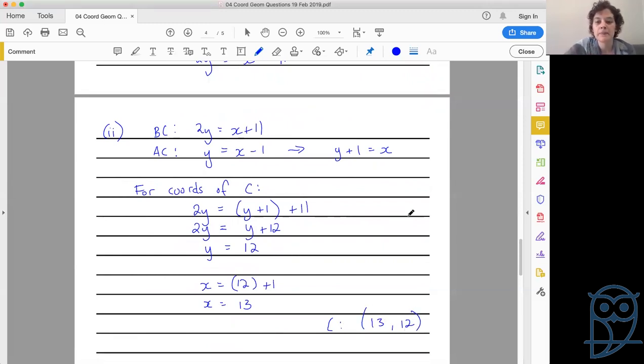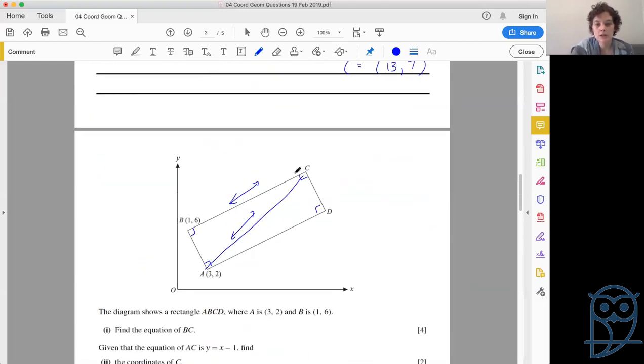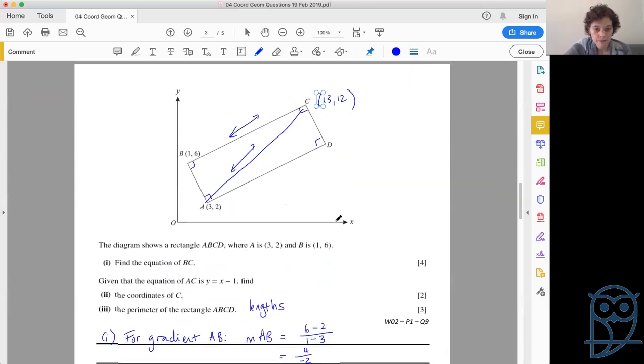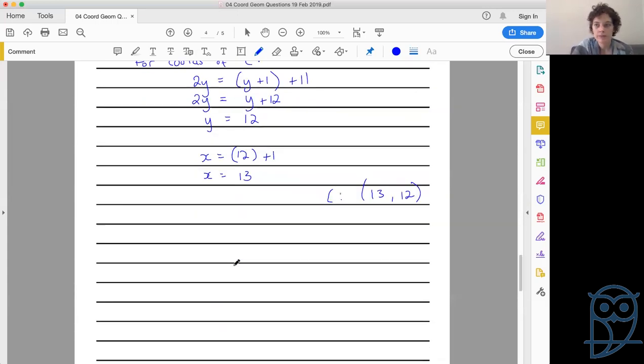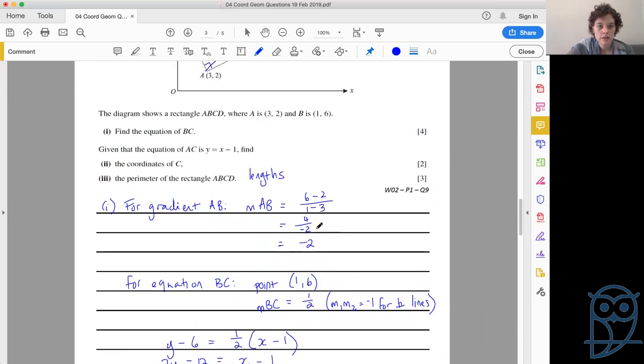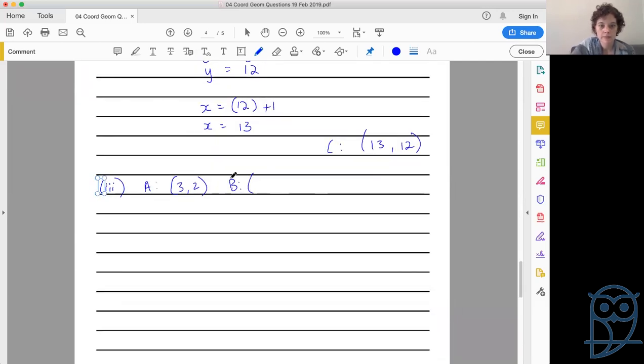Same story as last time. Back to the diagram. Does 13, 12 make sense? And it does. So we're happy. Okay, so we have the coordinate C. We want the perimeter of ABCD. So A is 3, 2. B is 1, 6. C is 13, 12. Okay?